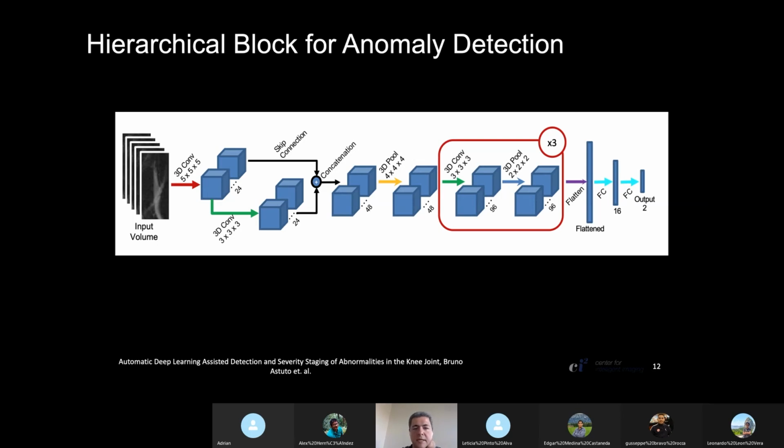So after the concatenation, I use the 3D pooling, and then I have three boxes of three subsequent convolutional and pooling layers. In the end, I flatten the volumes, and I use two fully connected layers to give a binary output of lesion or no lesion. Do you guys have any questions so far?